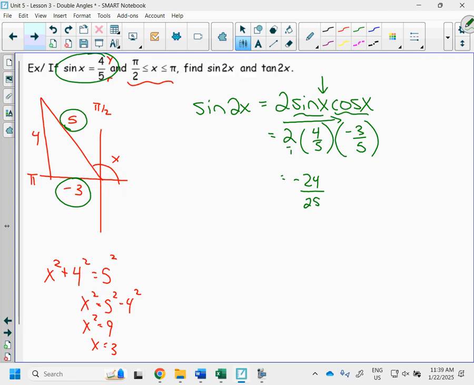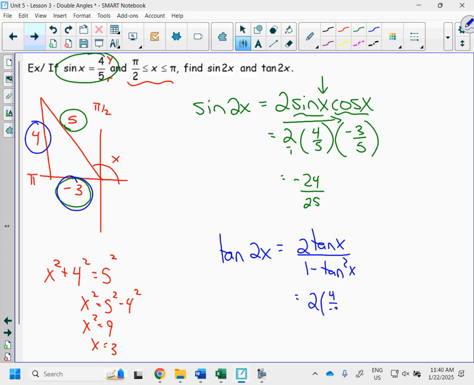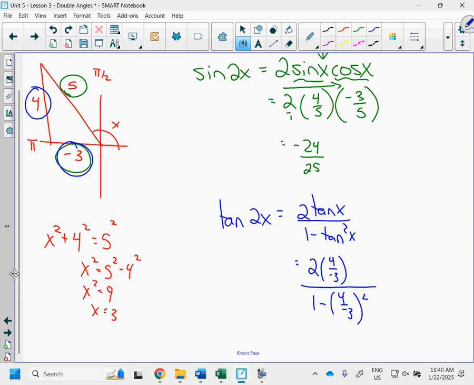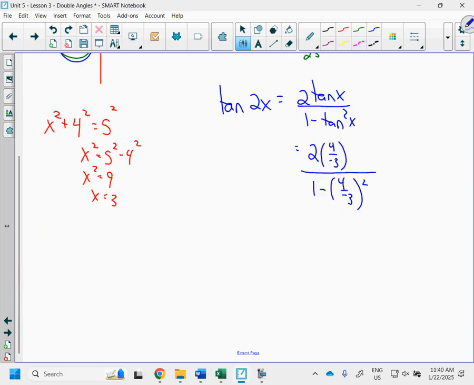Let's try tan 2x. Tan 2x also has a double angle formula. It's 2 tan x over 1 minus tan squared. Okay, they didn't tell us tan in the question, but tan is y over x, which tells me I'm going to have 2 times 4 over negative 3 over 1 minus 4 over negative 3 squared. Now, we don't really like fractions over fractions. We're going to split this up.